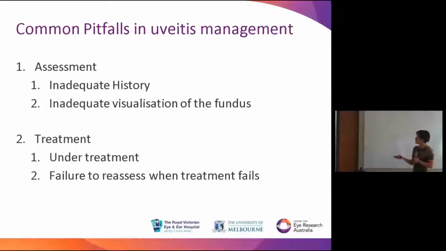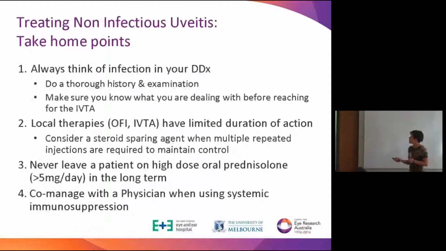So we've talked about some of the common pitfalls: inadequate history, inadequate examination, not looking at the fundus, undertreatment, like the B27 patient I showed, and failure to reassess when treatment fails. Some take-home points: always think infections. Remember, local therapies are only short-term treatment. Never leave a patient on high-dose oral prednisolone for too long, and it's always nice to co-manage patients on systemic immunosuppression with a physician.